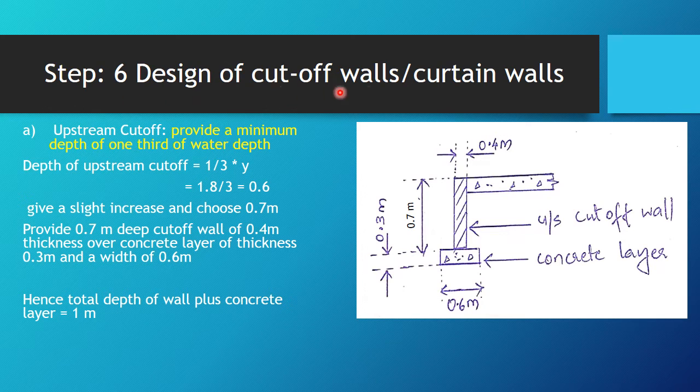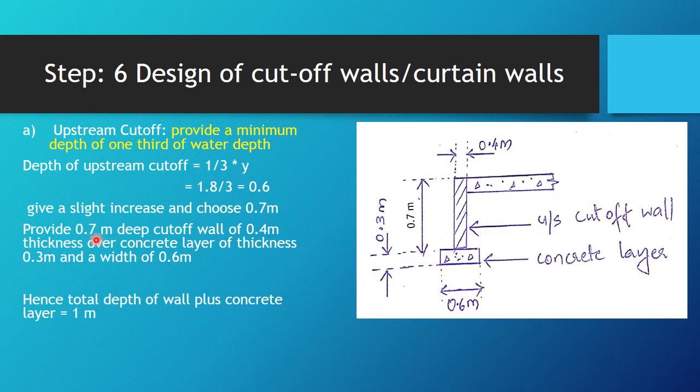Okay, step 6, design of cutoff walls or curtain walls. First one, upstream cutoff. Here there are two curtain walls, that is at upstream side and downstream side. First we are going to design the upstream cutoff wall. Here the height of the cutoff wall should be at least 1/3 of the water depth. That is, depth of upstream cutoff is equal to 1 by 3 into y. Y is the water depth, that is 1.8. Therefore 1.8 by 3, that is equal to 0.6 meters. Now this is a minimum value, so we are going to increase the value slightly and choose 0.7 meters.